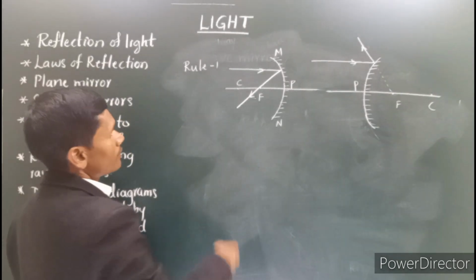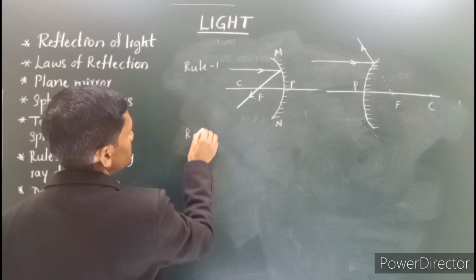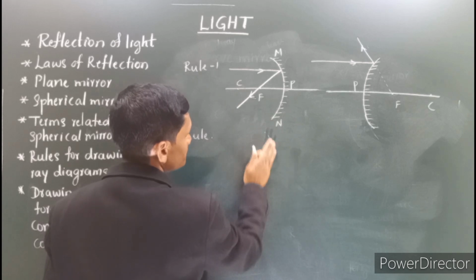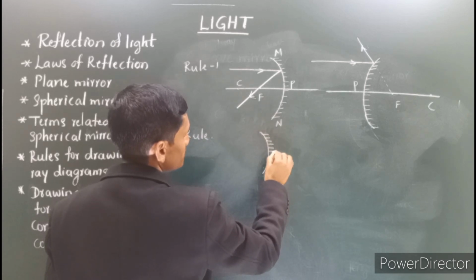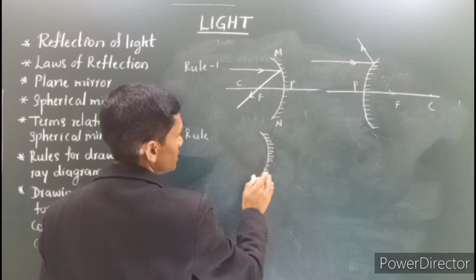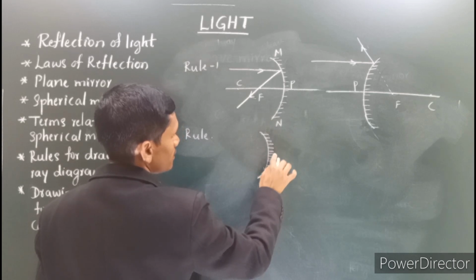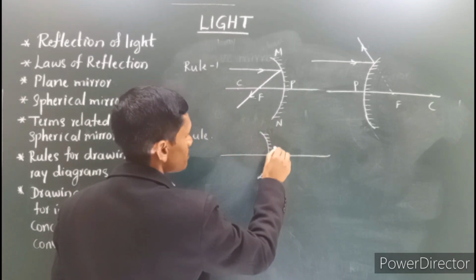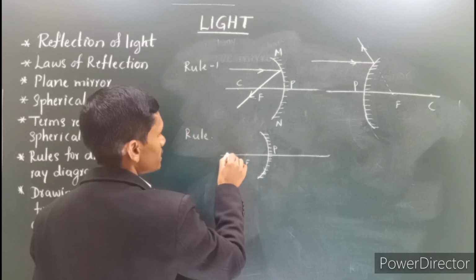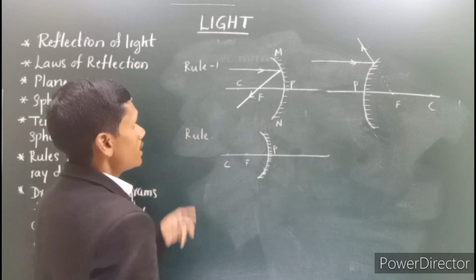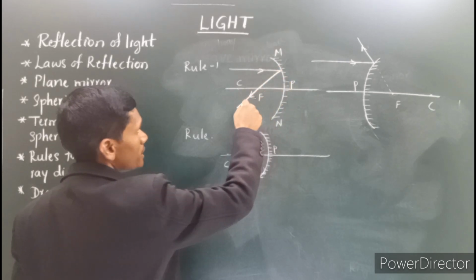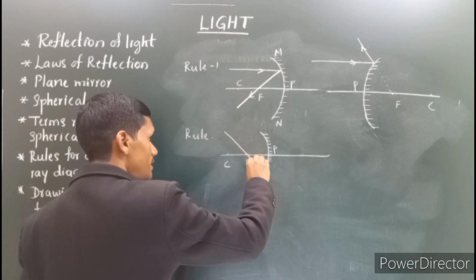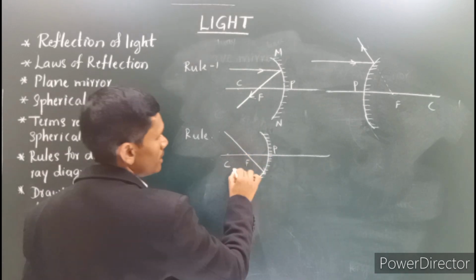Now, rule 2. Very simple. Now this is a concave mirror, this is the pole, principal focus, and center of curvature. You see, if a ray is parallel, it passes through the principal focus. If a ray is already passing through the principal focus, after reflection, it should be parallel.